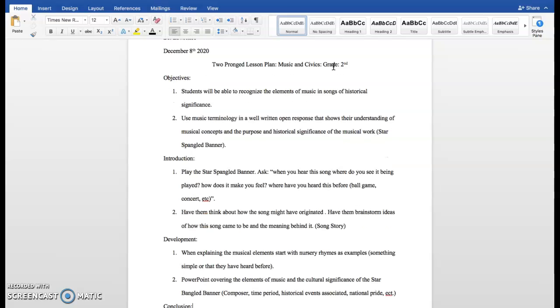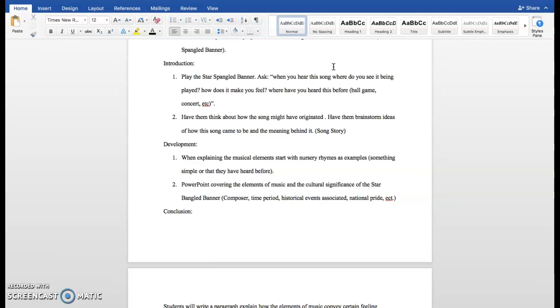I would start by playing the Star Spangled Banner, and I would want to ask them, where did you hear this song before? How does it make you feel to hear this song? And I'm thinking they might answer about a long history with it. And when I'm explaining, I would start with something easy. This is going to be after.